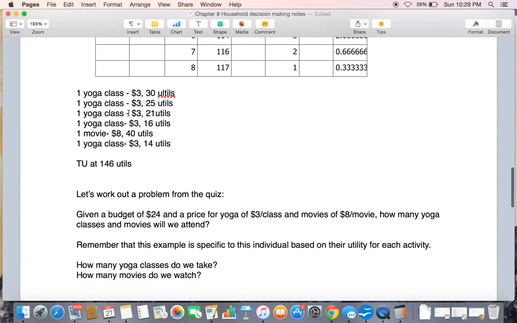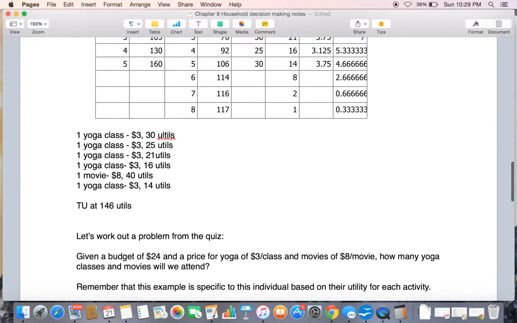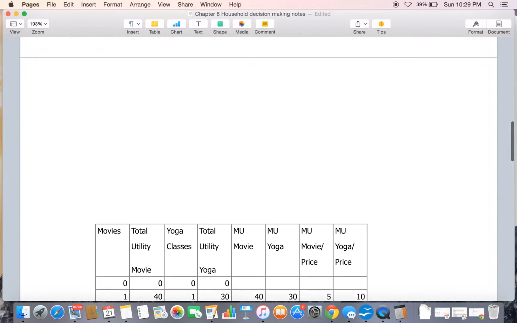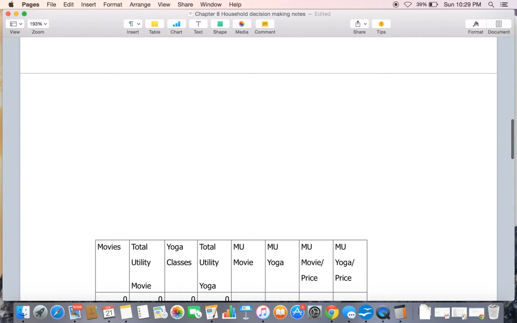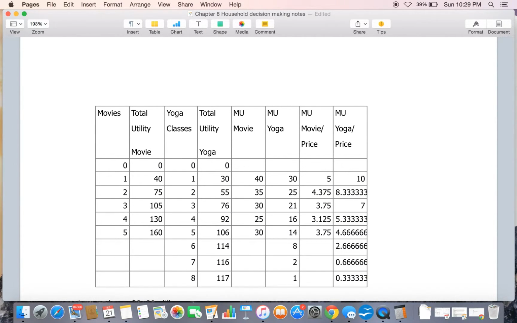So how many yoga classes will we take? 1, 2, 3, 4, 5. And how many movies will we choose to watch? Only 1. And again, this is specific to this individual in this time period. It's a ceteris paribus situation, and it does assume diminishing marginal utility.